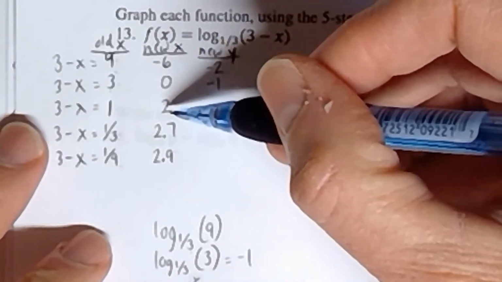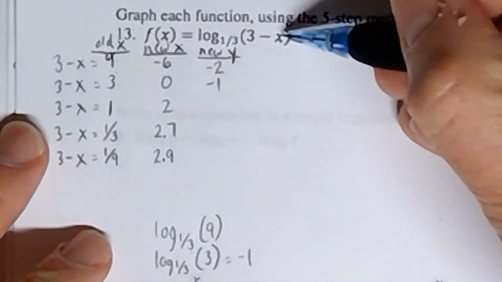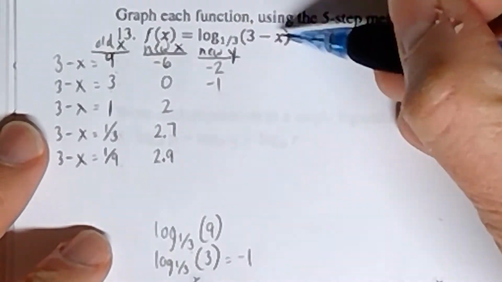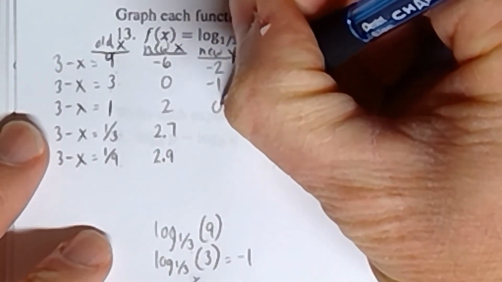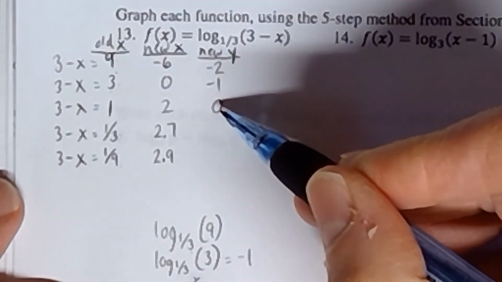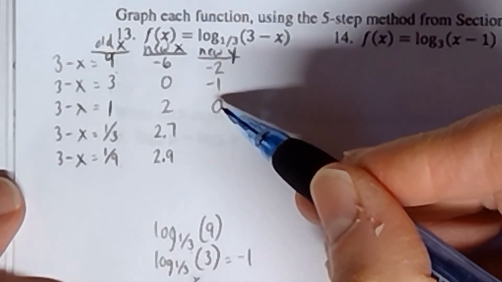And then how about 2? 2, you plug that in and you get 1. And anytime the product term is 1, this is going to be equal to 0.